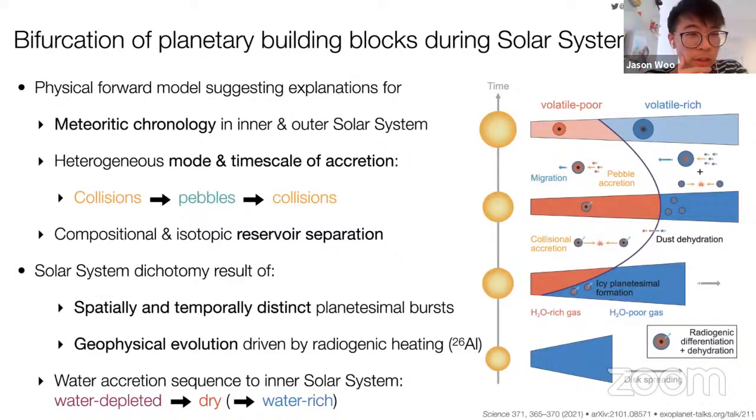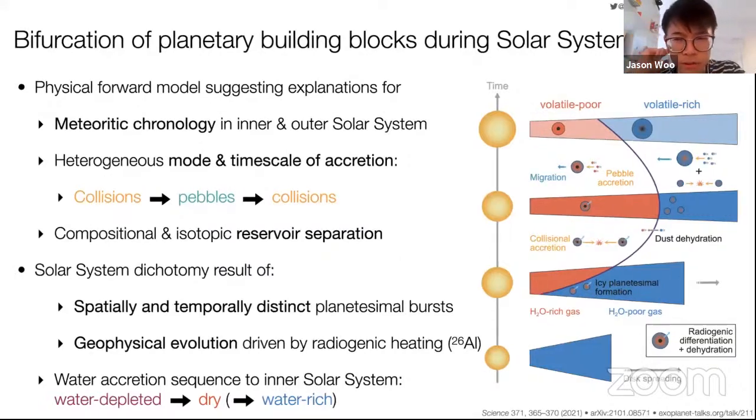You mentioned the heterogeneous mode of accretion of planets, in which we start from planetesimal collision and then go to pebble accretion and then go back to collision. I'm wondering, in the pebble phase, my interpretation is that you still have outer solar system material drifting inward to the inner solar system. So would that still homogenize this?